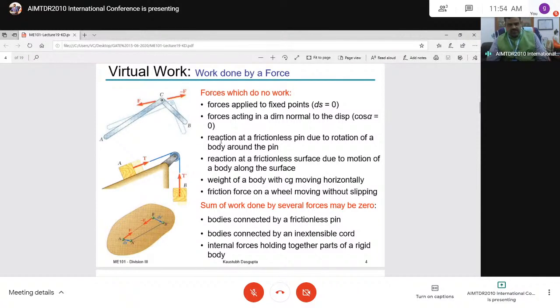See, these are the cases where we will consider forces which don't have any work done. Some of the work done by several forces may be zero. A body is connected by a frictionless pin, like this. A body connected by an inextensible cord, like this. Internal force holding together parts of a rigid body. Internal force, this one.